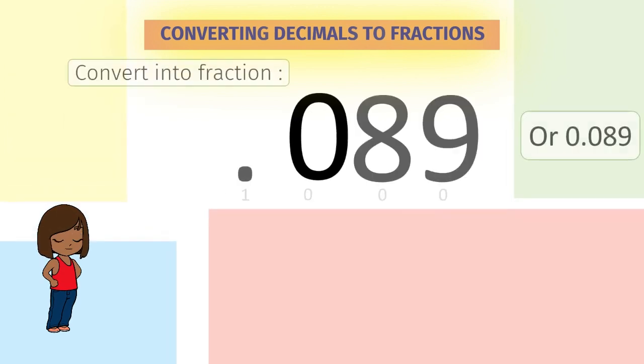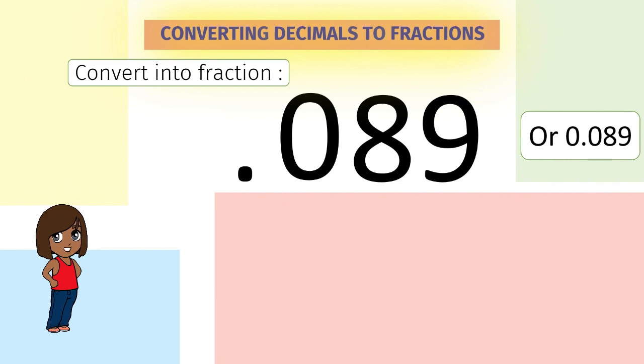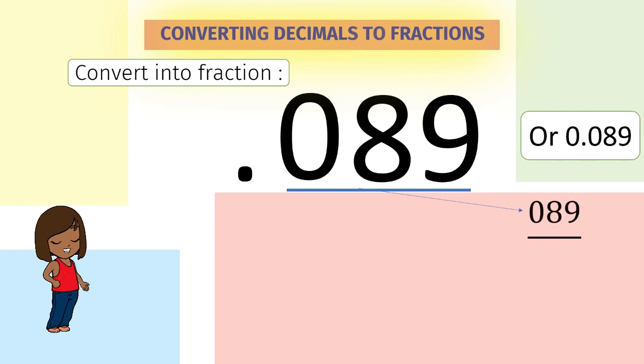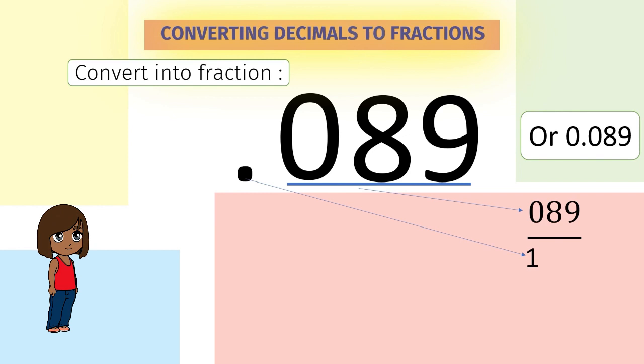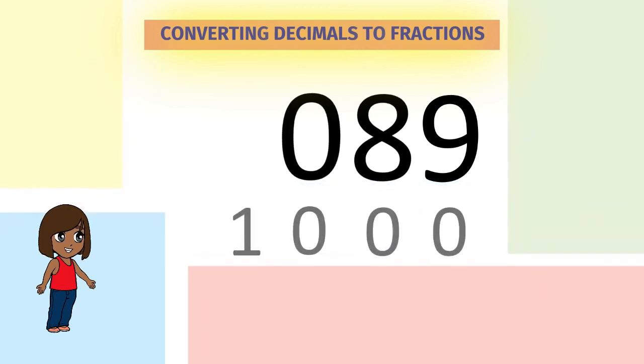As a last example, let us take a slightly tricky question. Convert 0.089 to a fraction. The numerator will be 089, or 89. And the denominator will be 1 followed by 3 zeros, because there are 3 digits after the decimal point. So the answer here is 89 by 1000.